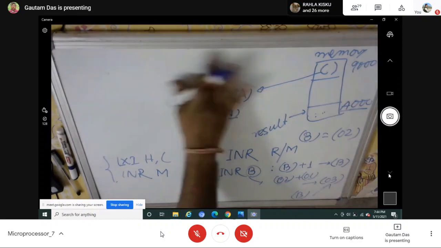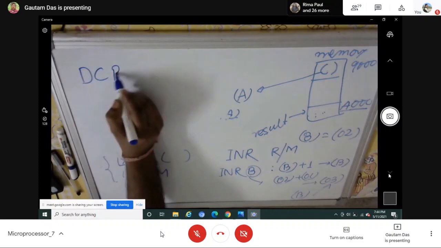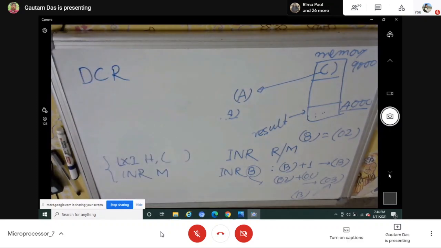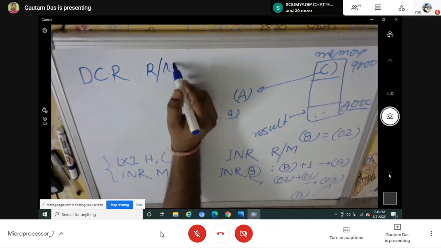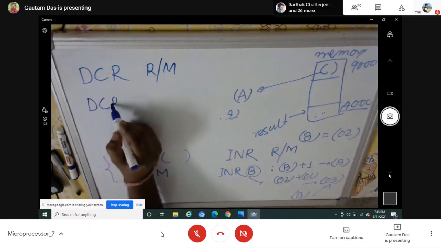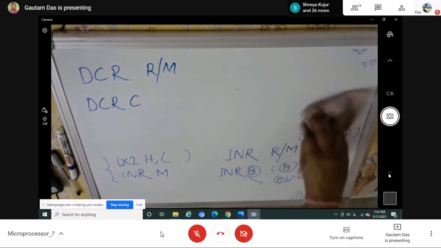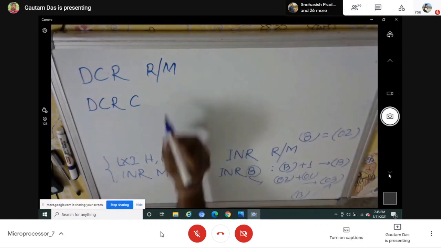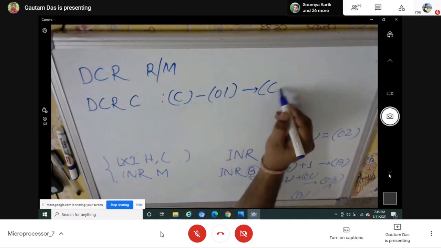Similarly, you can perform the decrement operation also on a register. For that the instruction is DCR: decrement the content of register by 1. What should be the operand? Same as INR, either register or memory. In specific, if I write DCR C, what operation will be performed? C will be decremented by 1. That means C minus 1 will be performed and the result will be stored in C.